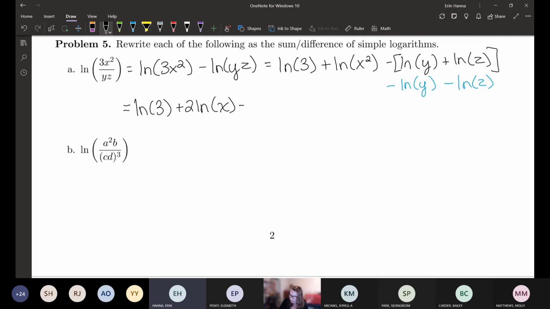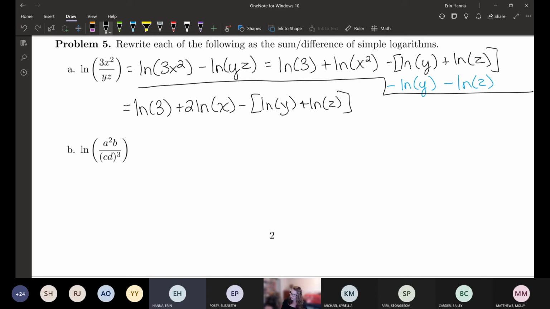So whenever we have a power, and I'm just going to keep these in brackets for my answer, just because I feel like it today. Other days I probably would distribute the negative, but today I'm just feeling like leaving it in brackets. And now there's nothing else we can do. There's no more multiplication inside a log. There's no more division inside a log. There's no more powers inside the log, so we're done.